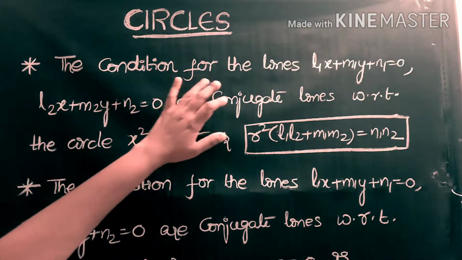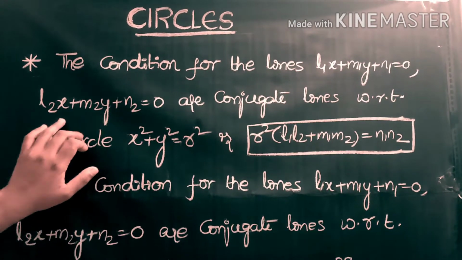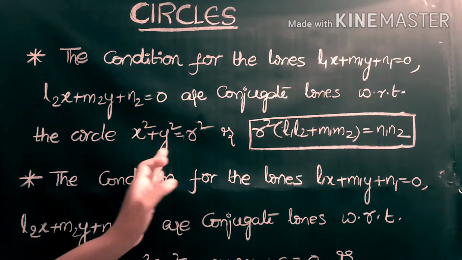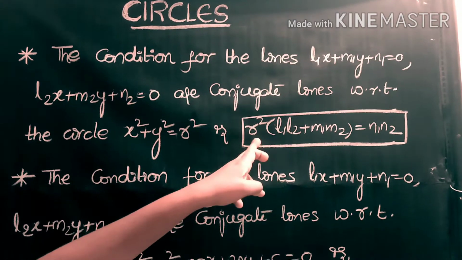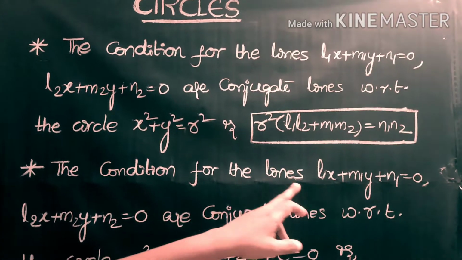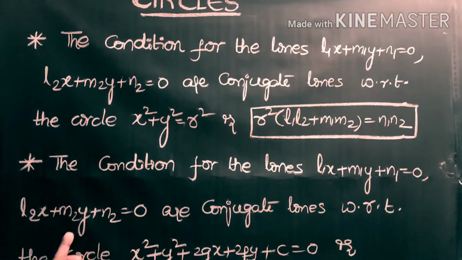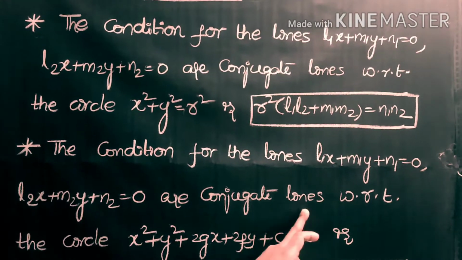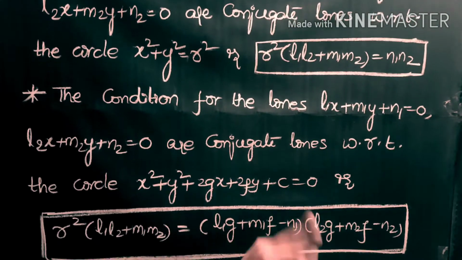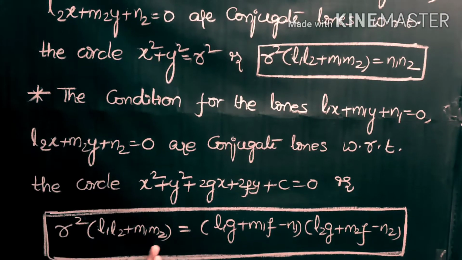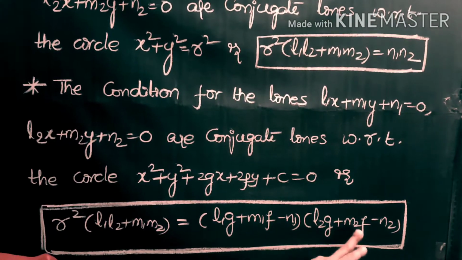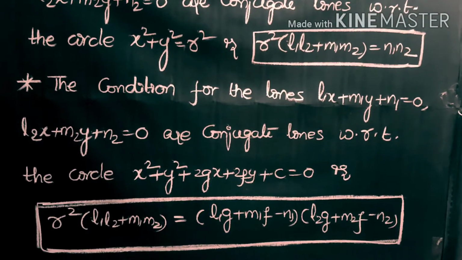The condition for the lines L1x + M1y + N1 = 0 and L2x + M2y + N2 = 0 to be conjugate lines with respect to the circle x² + y² = r² is r²(L1L2 + M1M2) = N1N2. And the condition for the same lines to be conjugate lines with respect to the circle x² + y² + 2gx + 2fy + c = 0 is r²(L1L2 + M1M2) = (L1g + M1f − N1)(L2g + M2f − N2), which are very important formulas.